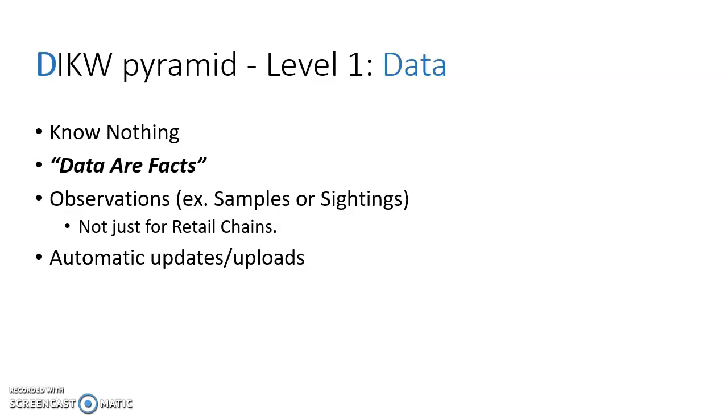Let's see, automatic updates, uploads. So that's where either your data would come from an observation you make, or it could come from an automatic update, as in maybe an e-commerce website.